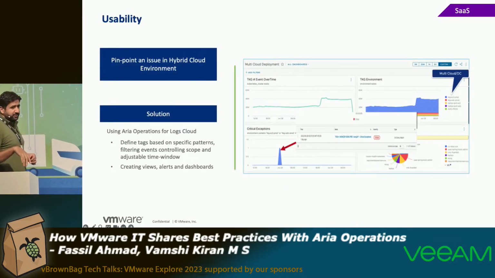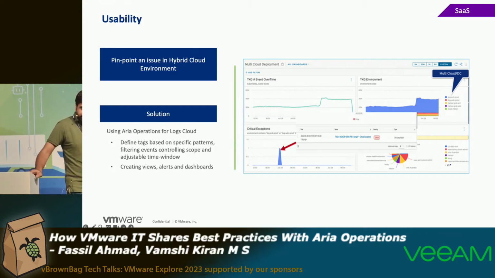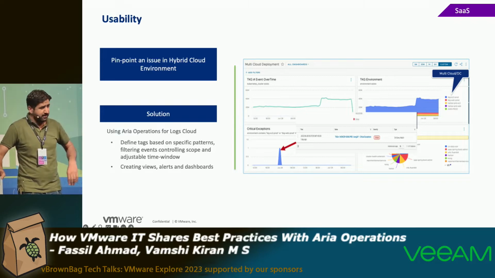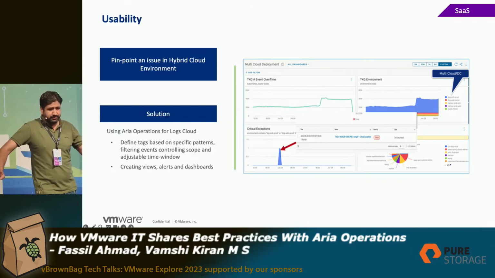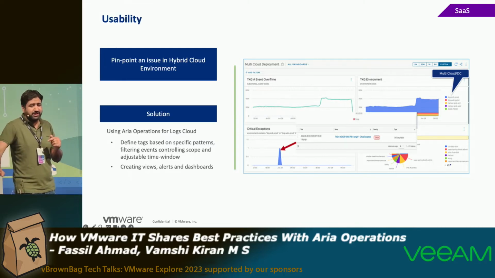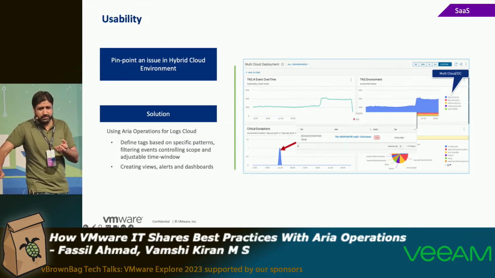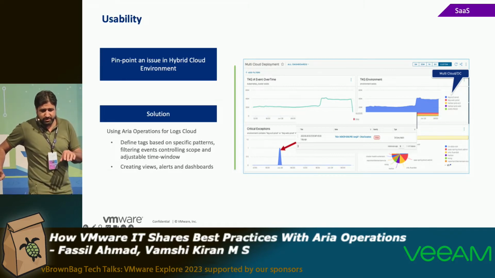Now, second question is, how do you, the usability of Aria Operations for Logs? Many of you have deployments running on-prem, multi-cloud, or hybrid cloud. When you have the application distributed across multiple service providers, how do you get the granular, single pane of glass visibility on my infrastructure logs?